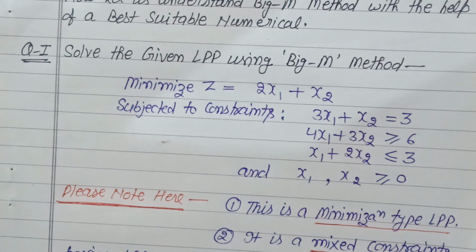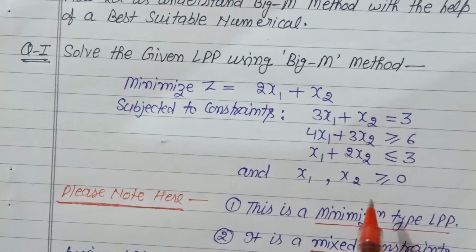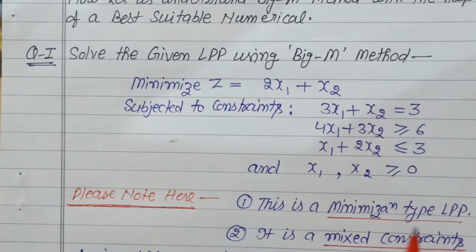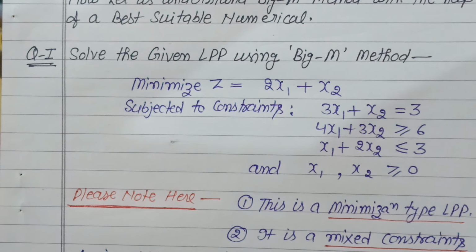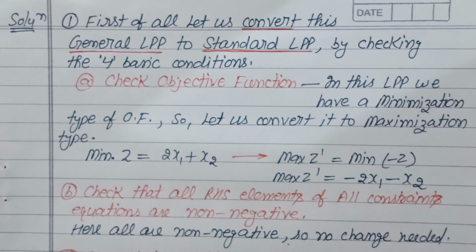Okay, now we have to use the artificial variables, and we can solve this LPP using either the Big M method or the two-phase method. Due to the use of artificial variables, it is called an artificial variable technique to solve the LPP. Now we will solve this numerical using the Big M method. So first of all, let us convert the given LPP to standard LPP by checking for basic conditions.